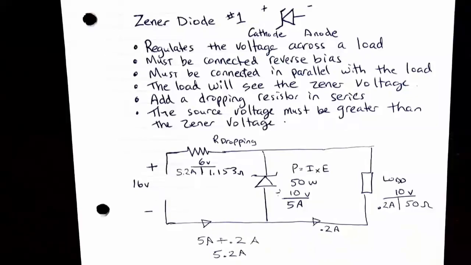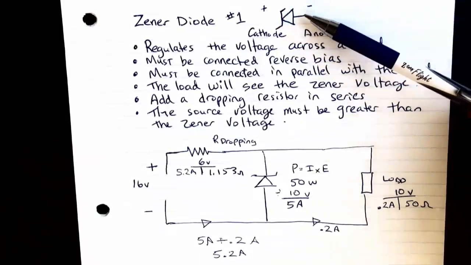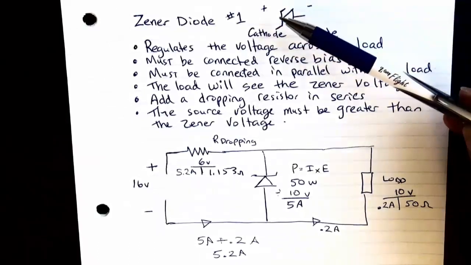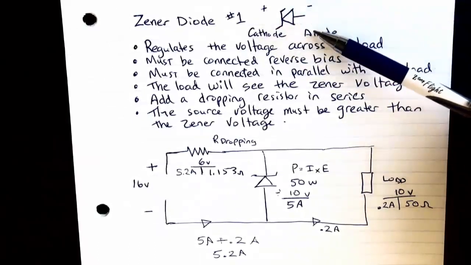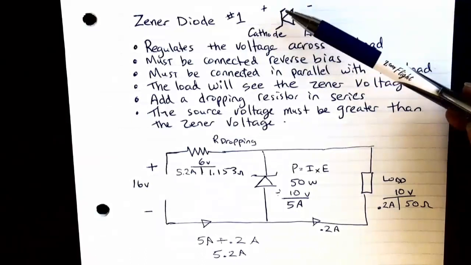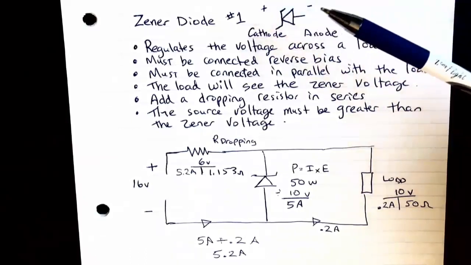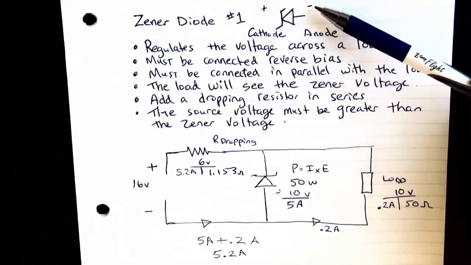Afternoon, everybody. We're going to do a short video on a Zener diode used as a voltage regulator. This is the symbol for the Zener diode, and we have a cathode and an anode. In order for the Zener diode to work as a regulator, we have to hook it up reverse bias, which means we're going to put the positive connected to the cathode and the negative connected to the anode.